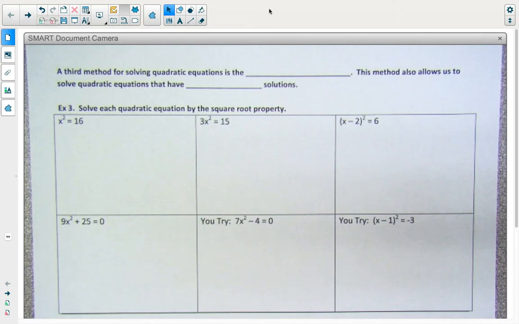Hey y'all. Today we're going to take a look at the third method for solving quadratic equations.